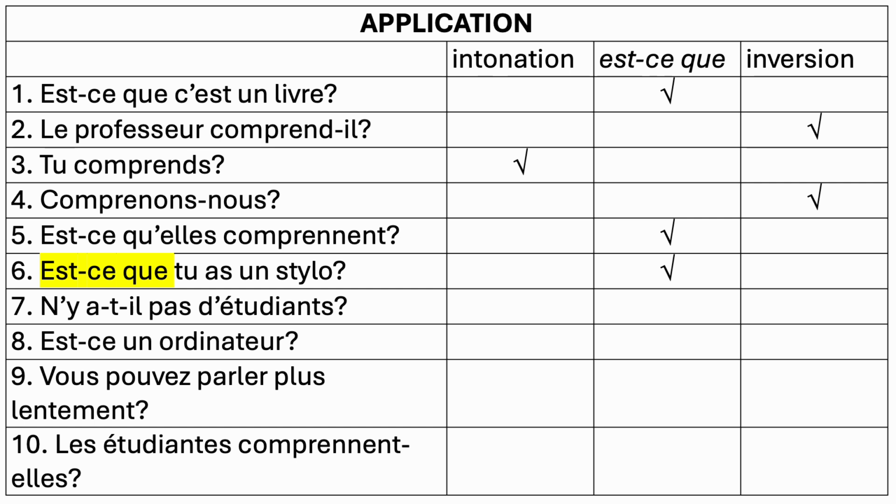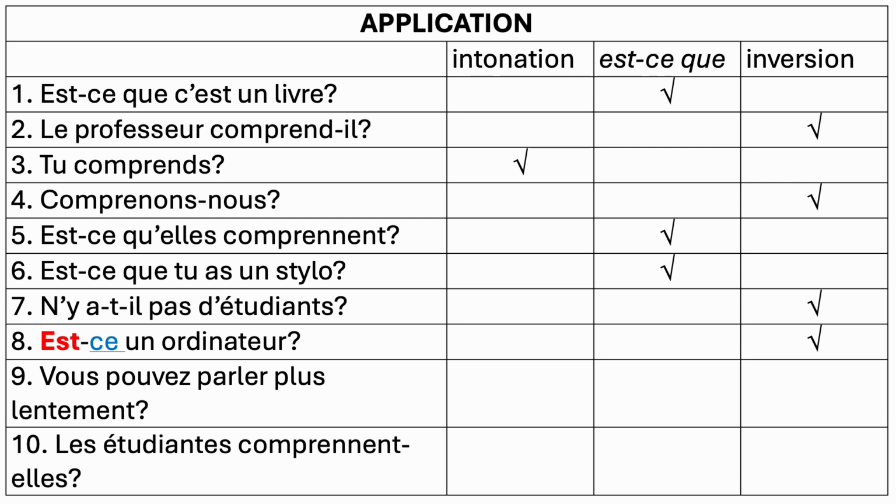7. Repeat after me. N'y a-t-il pas d'étudiants? This is inversion. You have the subject pronoun il after the verb a. You have also the t in between the two. 8. Repeat after me. Est-ce un ordinateur? This is also inversion. Okay, so remember, est-ce means is this, is it, is that. It's the inverted version of c'est.